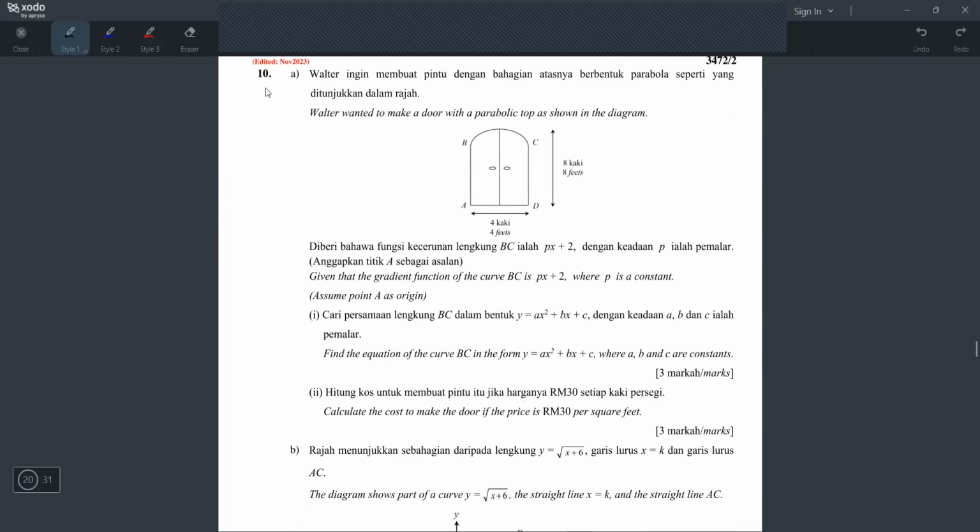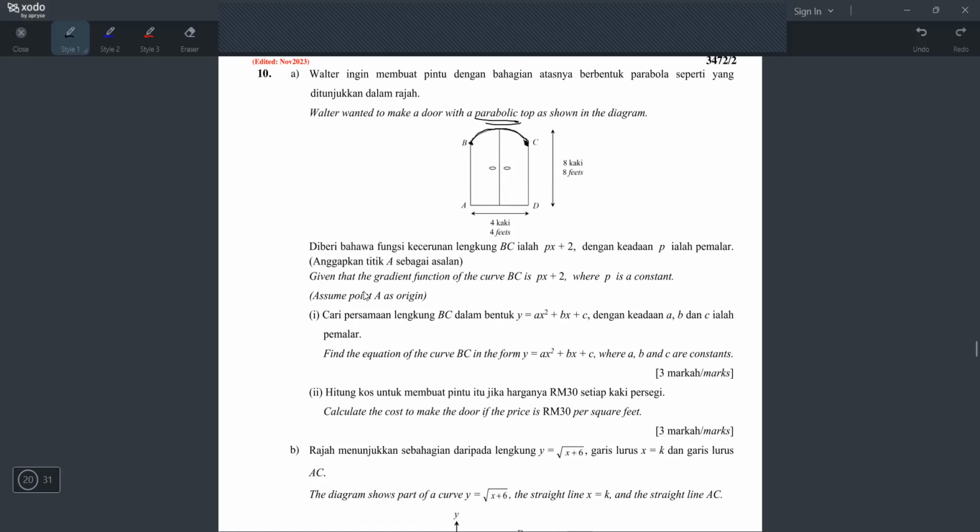Okay, keep going. Number 10. So let's read the question. Walter wanted to make a door with a parabolic top as shown in the diagram. So this is a parabola. So I think this is a quadratic chapter because parabola is the shape of the quadratic curve, right? So this is the door, but this one is a straight line. It's just that this part only is the quadratic curve, okay? And then they give you the 8 feet is the height of the door, and then this one I think is the width, the lebar of the door.